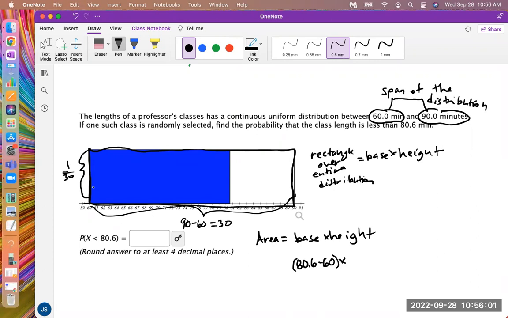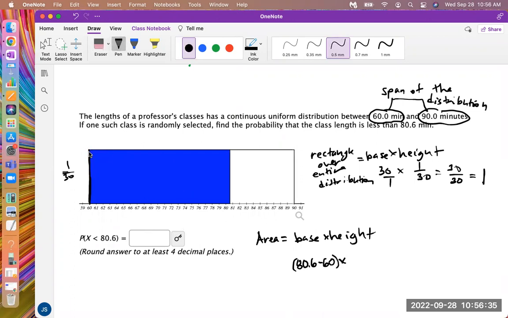So the base of that distribution would be 30, or 90 minus 60 is 30, and then the height would be 1 over 30. So when we multiply that out, it would be 30 over 30, or 30 divided by 30, which would equal 1 whole, which would be correct. The area of the entire distribution is 1 whole, which it needs to be. So 1/30 is the correct height for this entire rectangle.